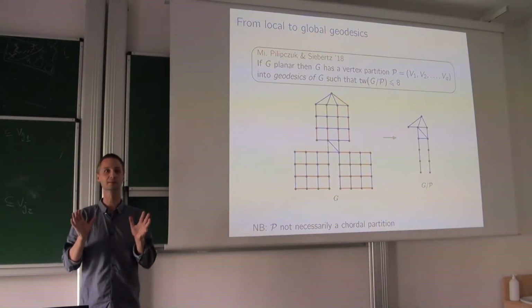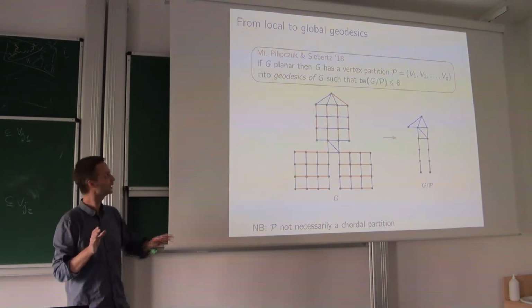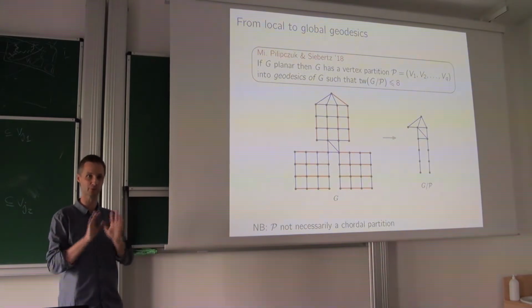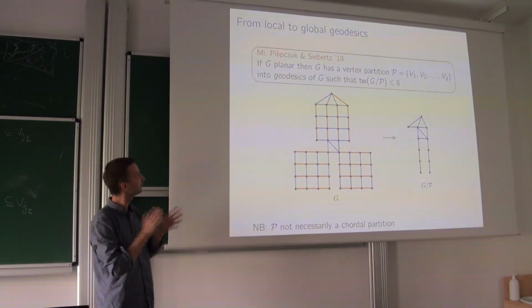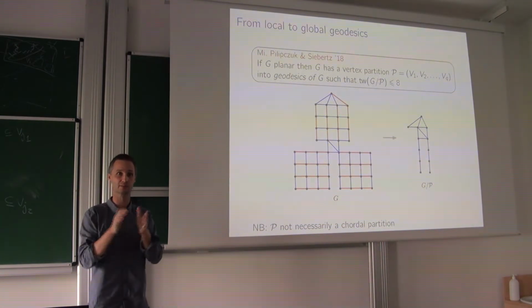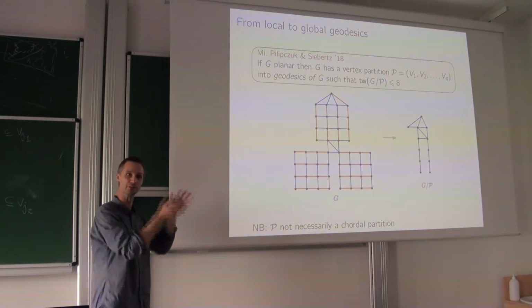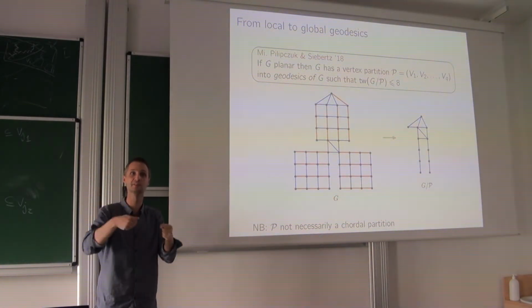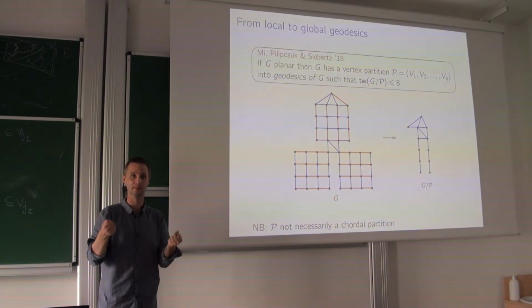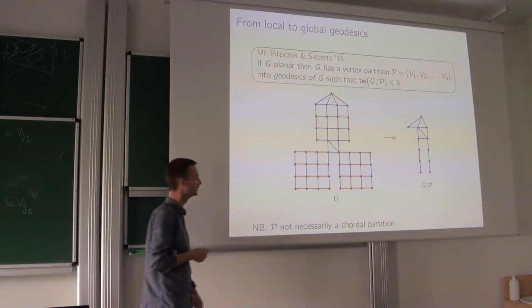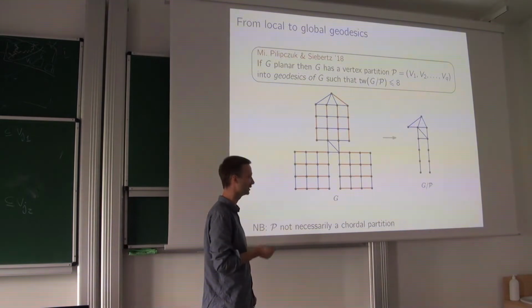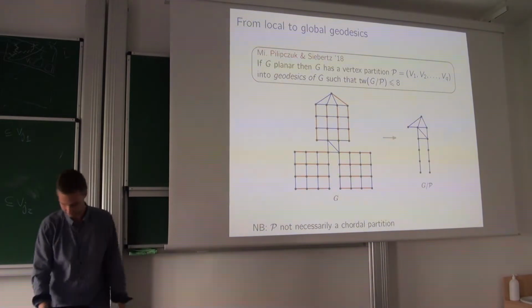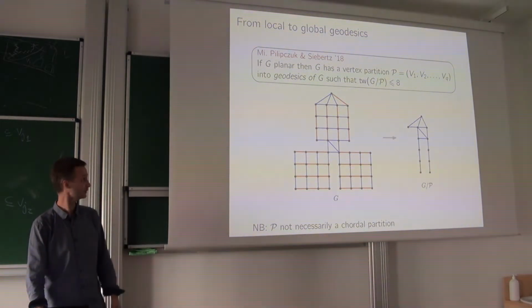Does the theorem make sense? Right? So we are losing the chordality of the partition. That's fine, it will reappear in the proof. Don't worry about it. But the big difference between this theorem and the previous theorems is that the Vis, they are global geodesics, they are not local geodesics at some time step. And that's what they needed actually to prove, to bound some parameters on planar graphs. They really wanted to have global geodesics, and that's why they proved it. We are going to see a proof of that.